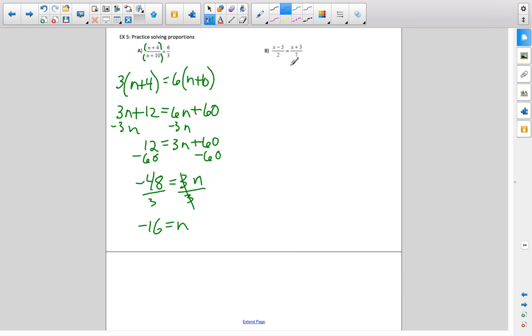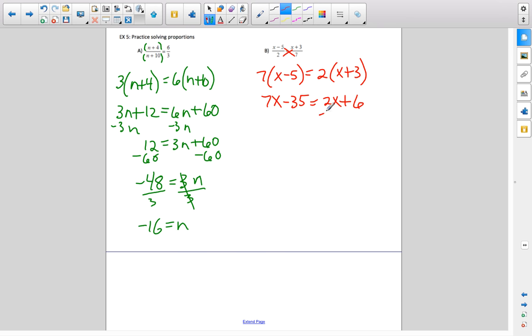Okay, let's try the next one, B. And you can stop the video right here if you want to try it yourself and see how you do. I'm going to set it up so I cross multiply. 7 times x minus 5 equals 2 times x plus 3. Remembering to distribute by both terms, I get 7x. 7 times negative 5 is negative 35. 2 times x plus 2 times 3.